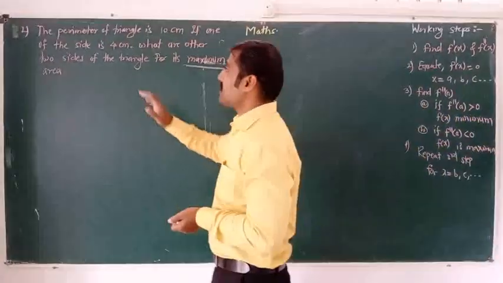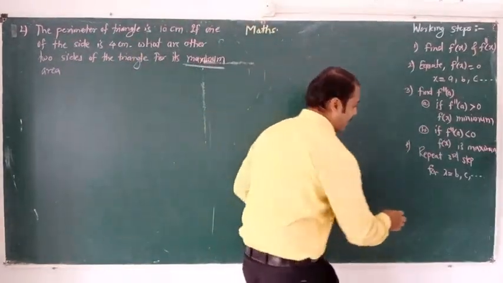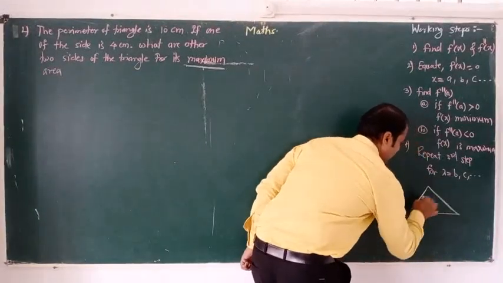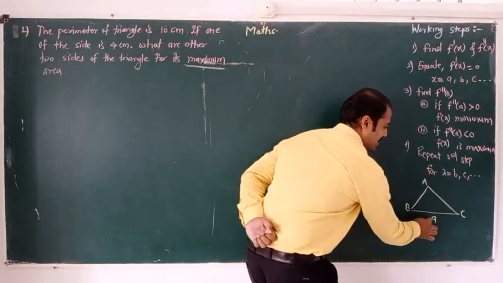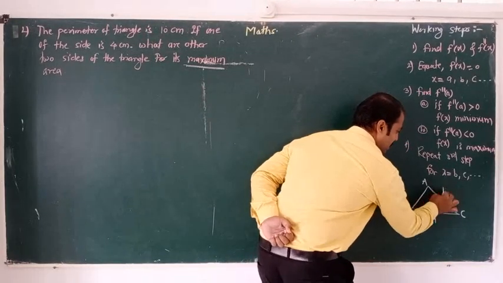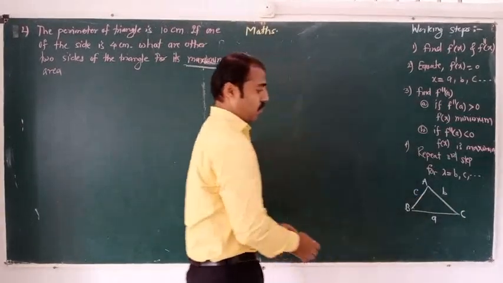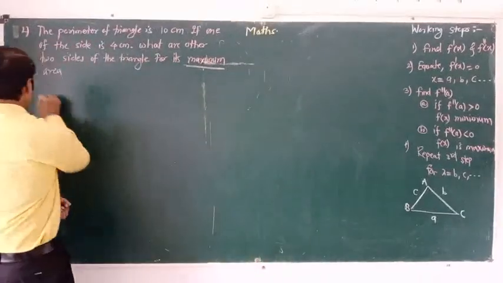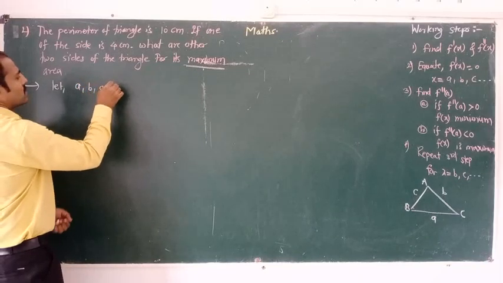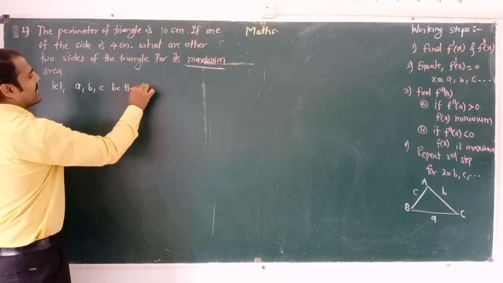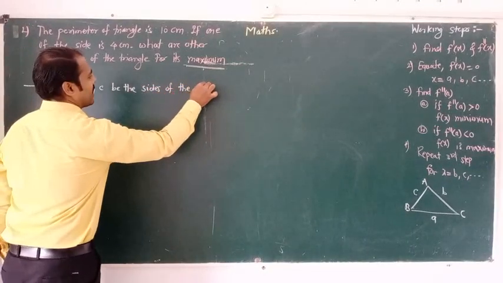First check what the geometrical figure is. Here it is a triangle. I can draw a triangle here. Suppose it's a triangle ABC. The side opposite to angle A is small a, the side opposite to angle B is small b, and the side opposite to angle C is small c. So I can write here, let small a, small b, small c be the sides of the triangle ABC.